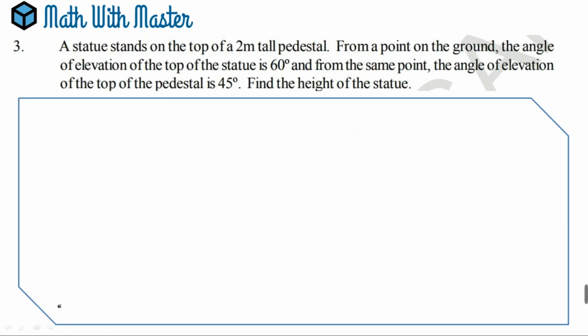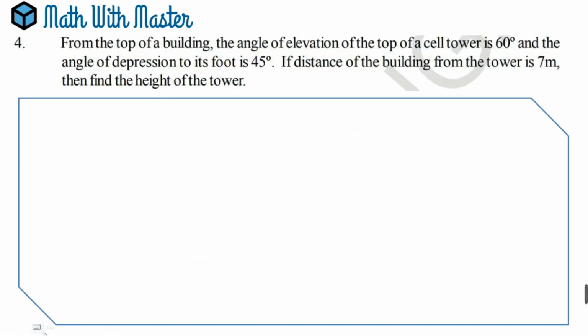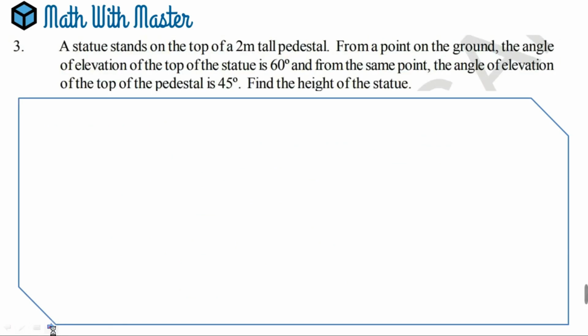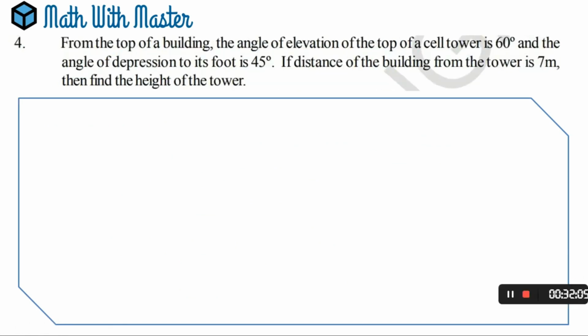So we will move towards the next question. Here is the next question. Now from the top of a building, the angle of elevation of the top of a cell tower is 60 degrees and the angle of depression to its foot is 45 degrees. If the distance of the building from the tower is 7 meters, then find the height of the tower.